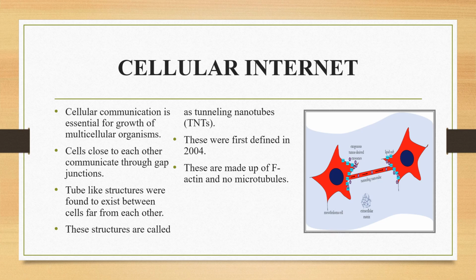Tunneling nanotubes are long tube-like structures. These structures were first defined in 2004 and are made up of F-actin, and they don't contain any microtubules.